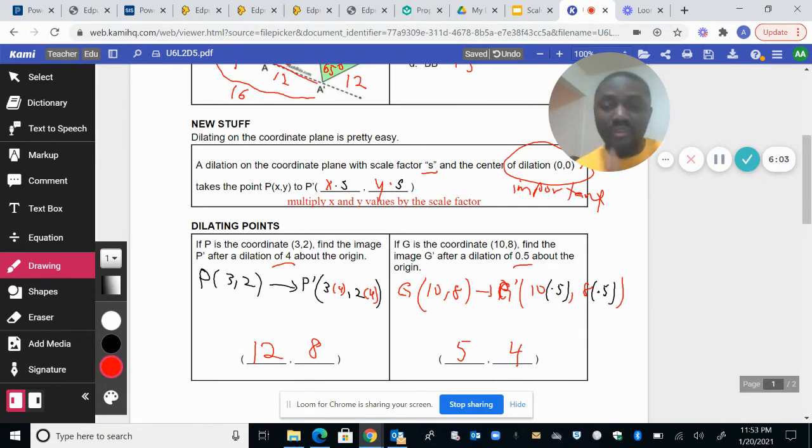So as you can see, we have a reduction. G prime is half of G in terms of X and Y. And P prime is 4 times P in terms of X and Y, okay?